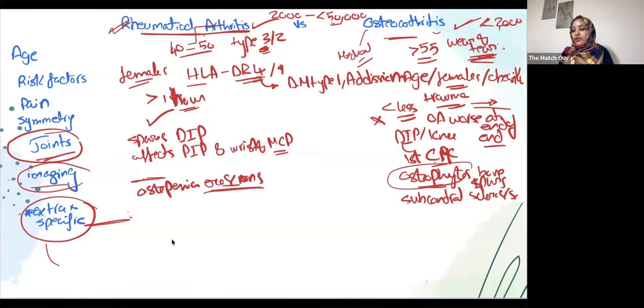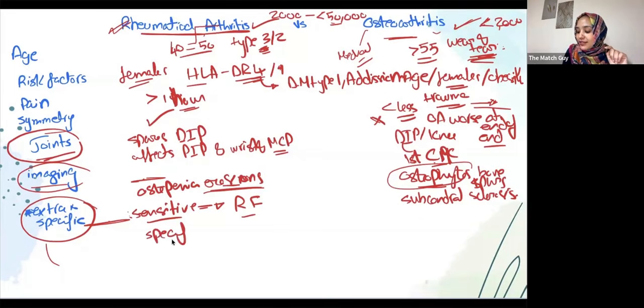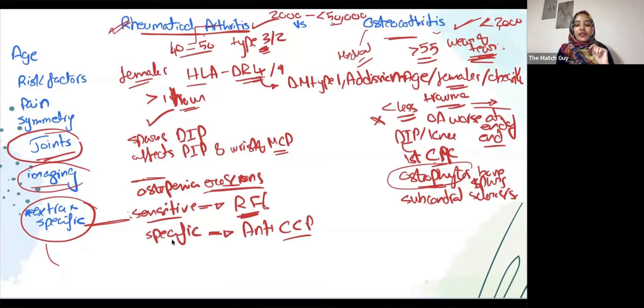What else are we going to see for rheumatoid arthritis? What are the autoantibodies associated with it? Which one is sensitive for rheumatoid? Sensitive is rheumatoid factor. Very good. What else? So specific is anti-cyclic citrullinated peptides. That's very specific. Sensitive is rheumatoid factor, and I'm going to ask you a further question.